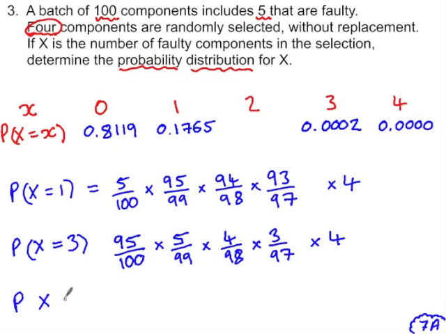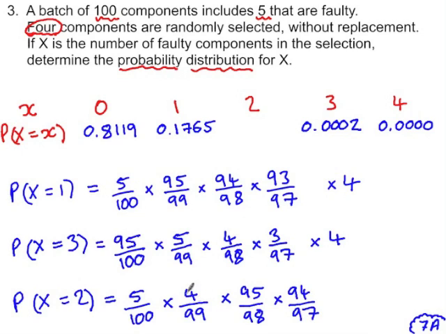Finally, the probability that x is 2, so we've got 2 faulty and 2 not faulty. Because we've got 2 faulty components, they could be in 6 different positions: first and second, first and third, first and fourth, second and third, second and fourth, or third and fourth. So we can multiply this by 6. And again, check on your calculator to see that it is 0.0114 to 4 decimal places. A quick check at the end would be to add up these probabilities and make sure that they do total 1.